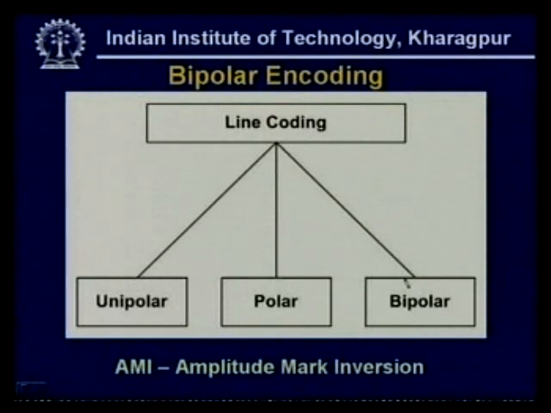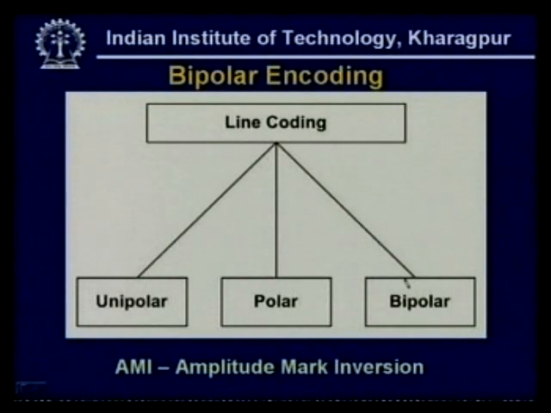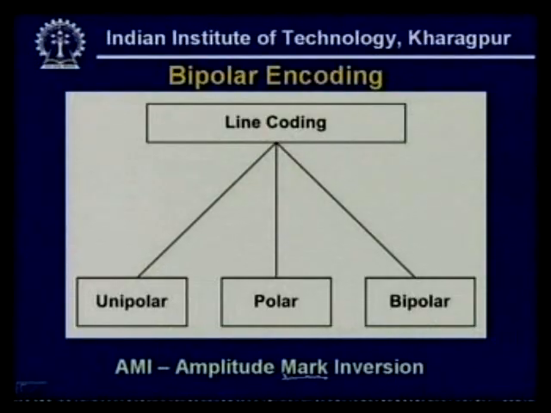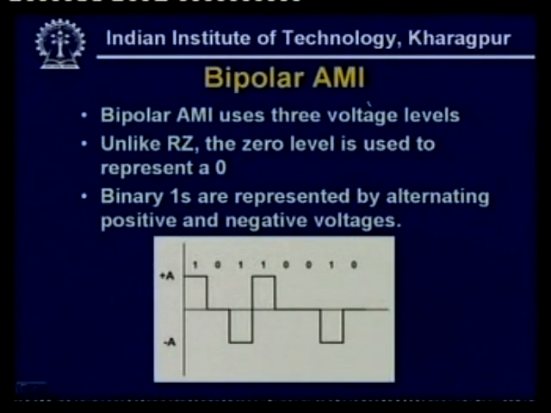Now, let us focus on the bipolar encoding schemes. We have discussed unipolar and polar. Now, we are focusing on bipolar encoding. In bipolar encoding, we shall be using a technique known as amplitude mark inversion. This terminology mark has come from the days of telephony. In telephony, we used to send signals in the form of mark and space. So, that terminology has been borrowed here, and the AMI is one kind of bipolar encoding, as we shall see. This is known as bipolar AMI.